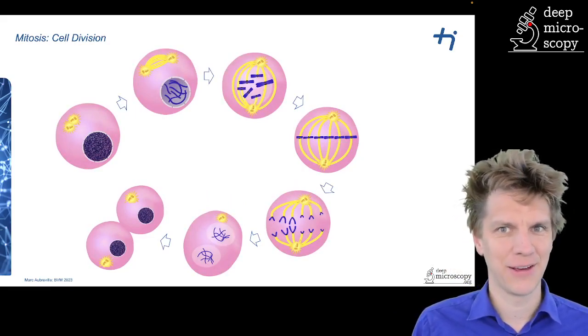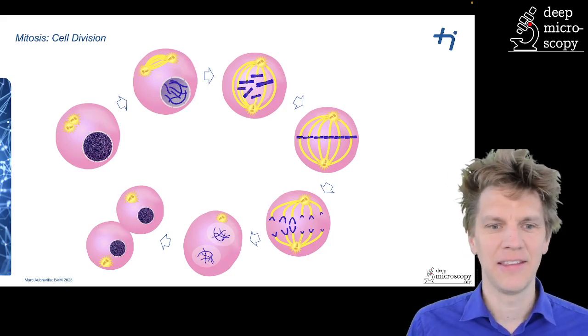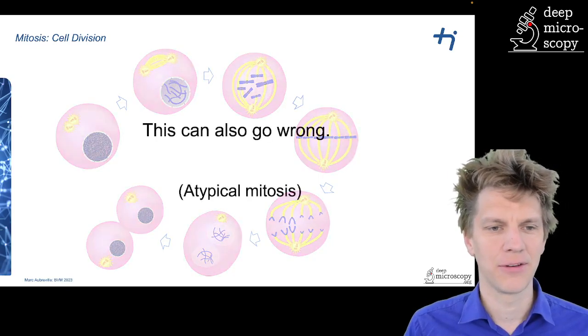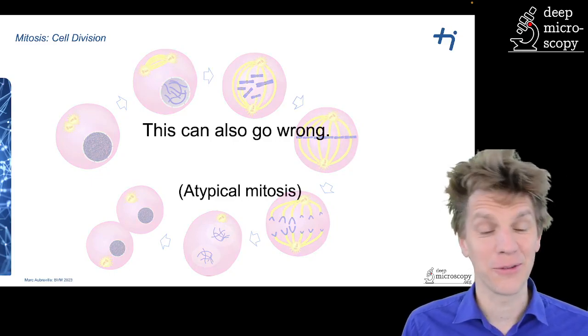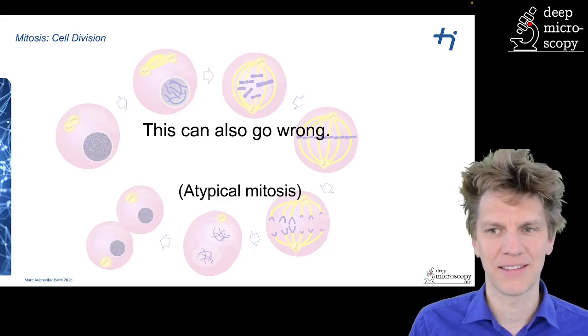Now, when I say this is how it should work normally, there's also an abnormal, and that's what we call the atypical mitosis. So yes, this can also go wrong. And what happens then, we will be talking about that now.